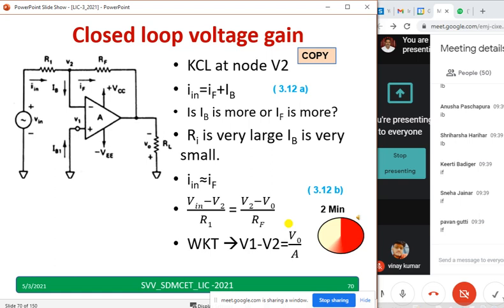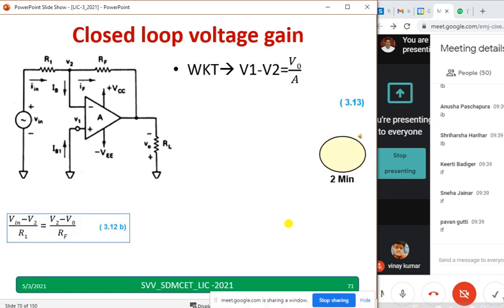Okay. We know that V1 minus VT equal to V0 by A. It is from the previous slide. V1 equal to 0. Why V1 equal to 0? Observe here, see here. V1 is grounded. Hence V1 equal to 0.